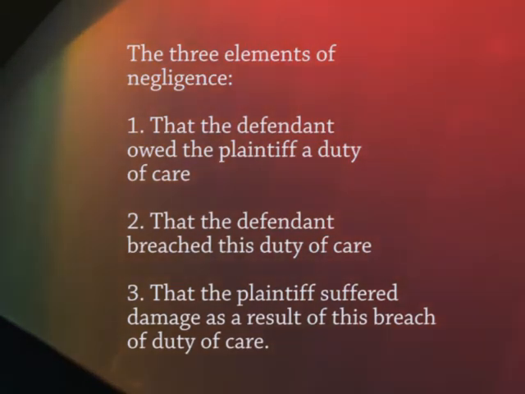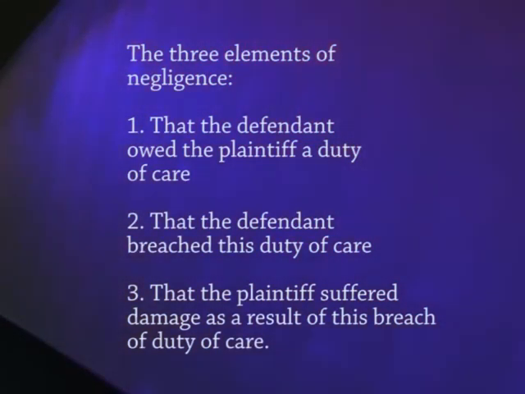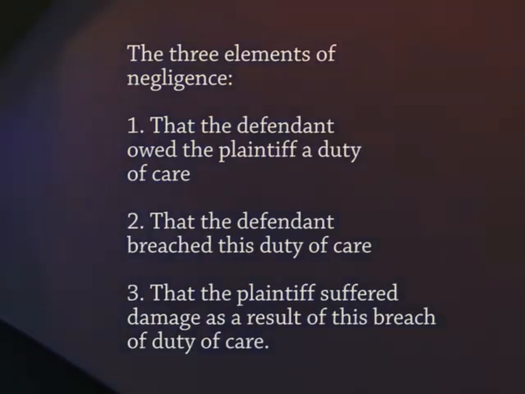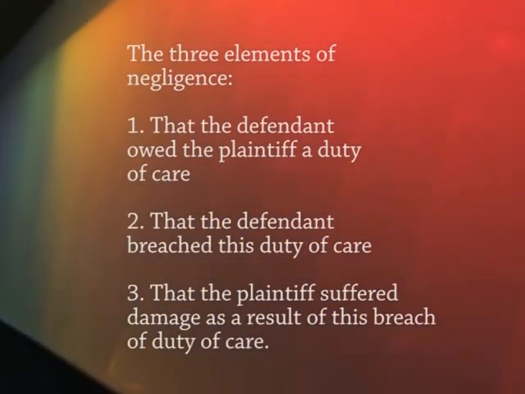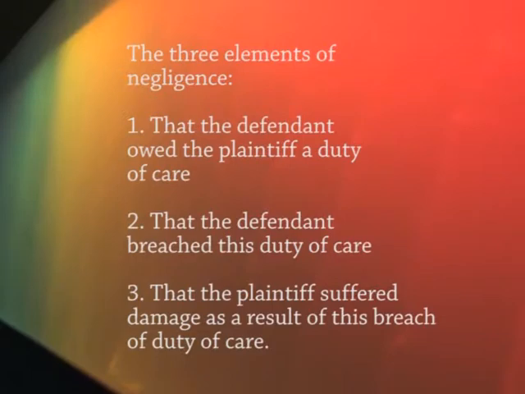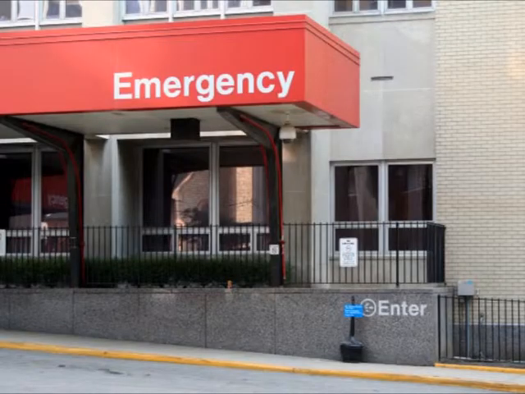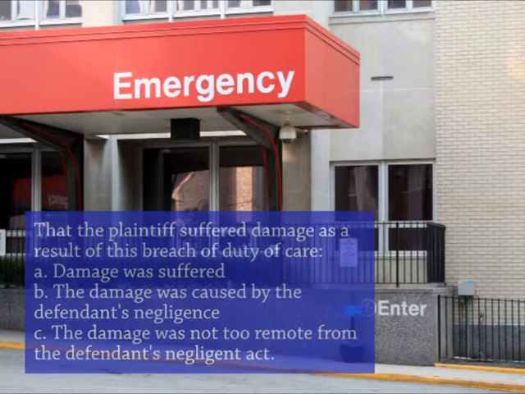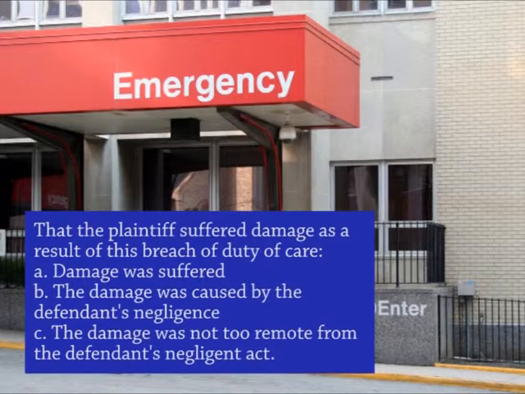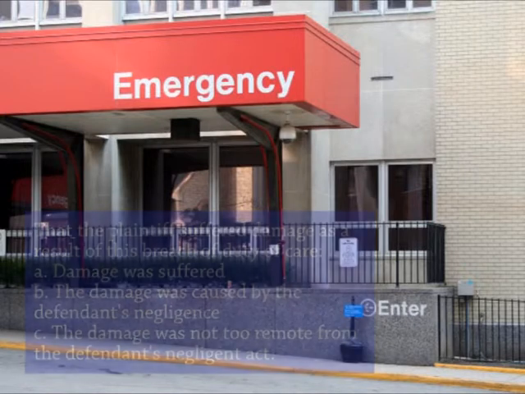In video 3, we examined the second element, breach of duty of care. In this video, we will examine the third element of negligence, damage caused by breach of duty of care. A court will only consider this third element if the plaintiff has proved the first 2 elements of negligence. To prove this third element, a plaintiff must show that damage was suffered, the damage was caused by the defendant's negligence, and the damage was not too remote from the defendant's negligent act.